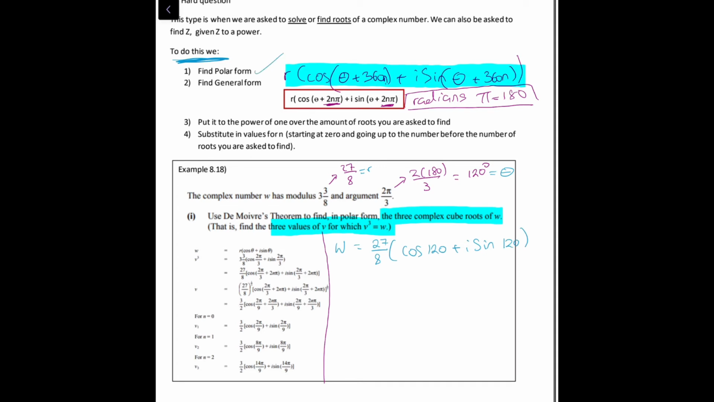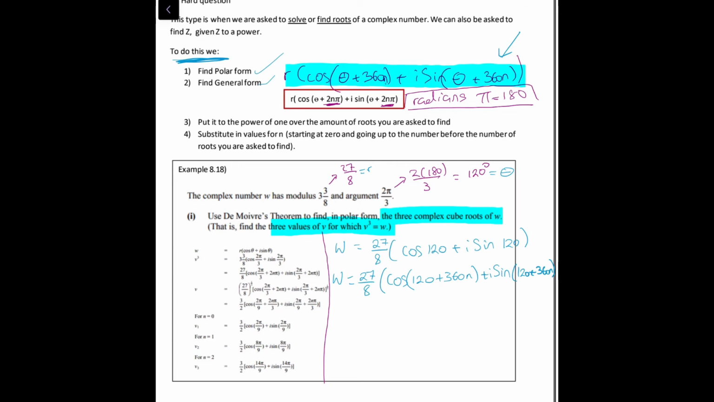The next thing I'm going to do is find general polar form, which is this blue highlighted bit up here on the top. And I'm going to sub everything into that. So w is equal to 27 over 8 cos of my 120, and what I'm adding in there is my plus 360n, plus i sine 120 plus 360n. There's my general polar form. That's my step 2 done.